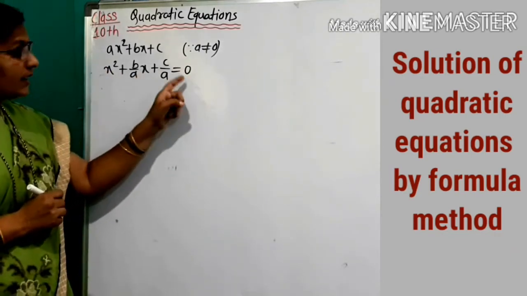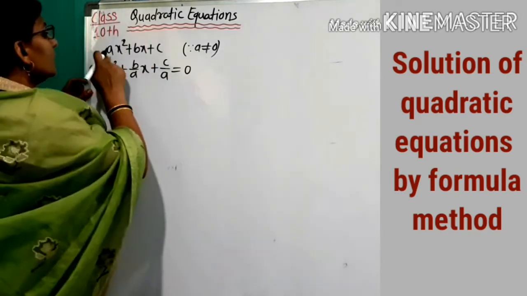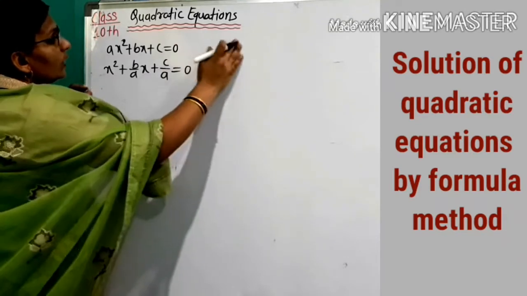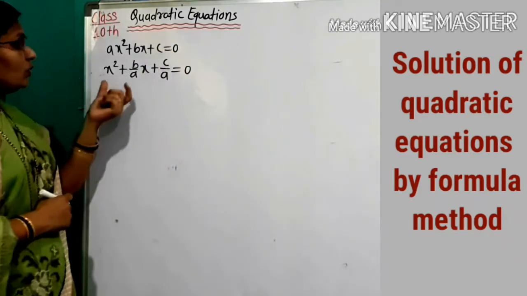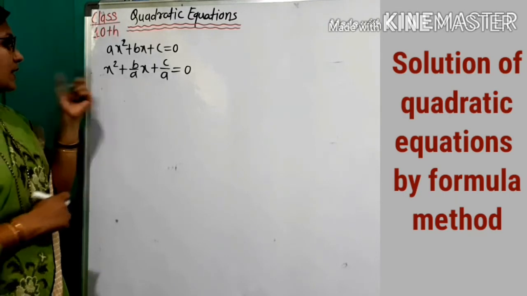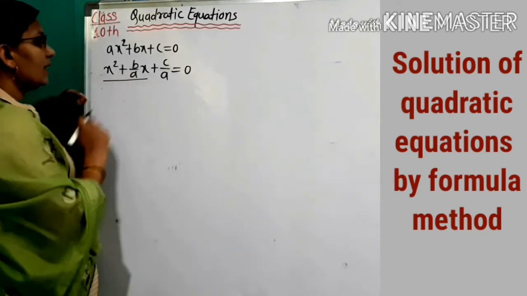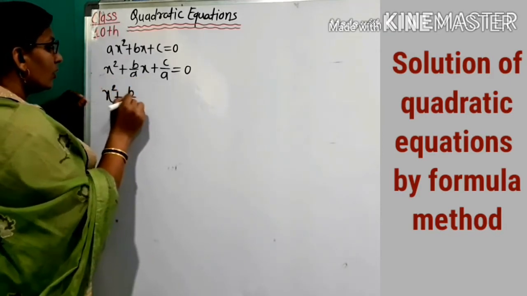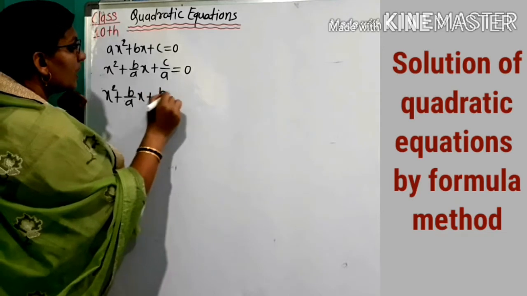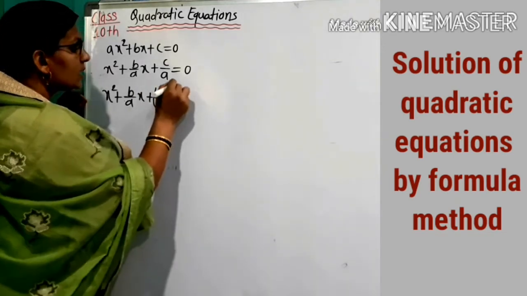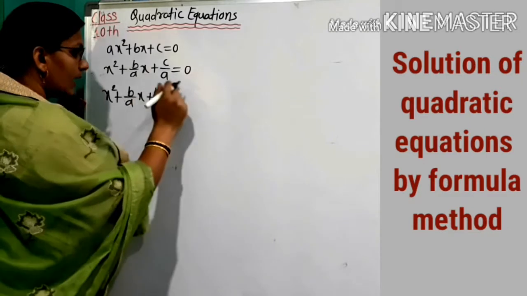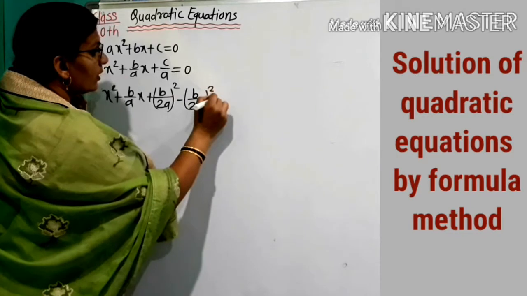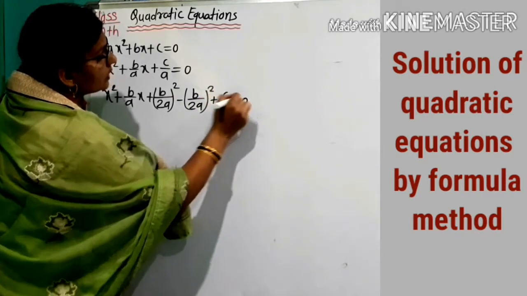equal to 0, and it is equivalent to this equation, that is x square plus bx plus c equal to 0. So we find the two square numbers and their difference. Here take these two terms and find the third term. The third term, by completing square method, is b upon 2a bracket square. If I add this term, I subtract also b upon 2a bracket square plus c upon a equal to 0.